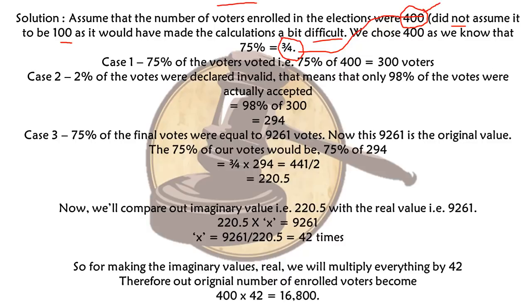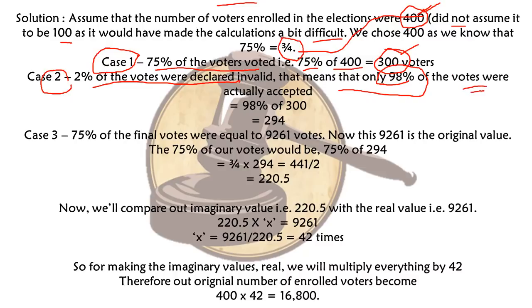Okay. Now let's take case one. Case one says that only 75% of the voters came to vote. That is 75% of 400, which is 3 by 4 into 400, which equals 300 voters. Okay. So 400 voters were registered, only 300 people voted in the elections. Now case 2, 2% of the votes were declared invalid. Now this means that only 98% of the votes were actually accepted.